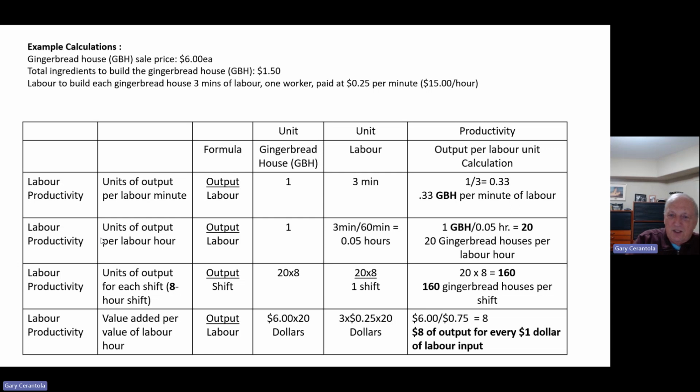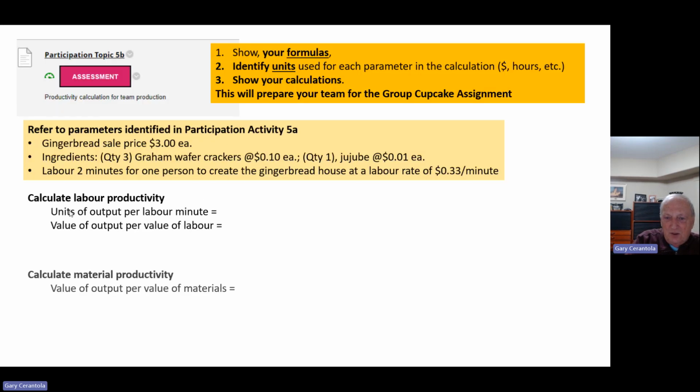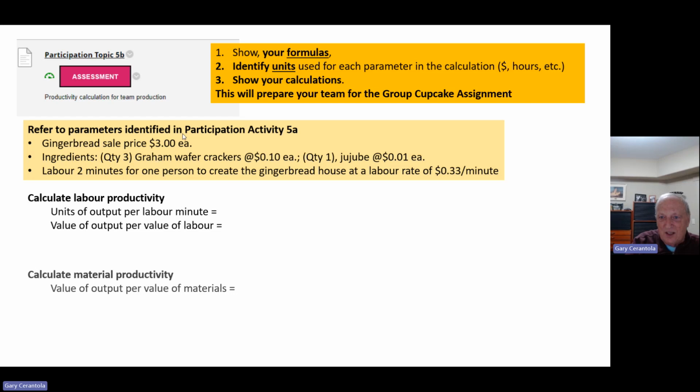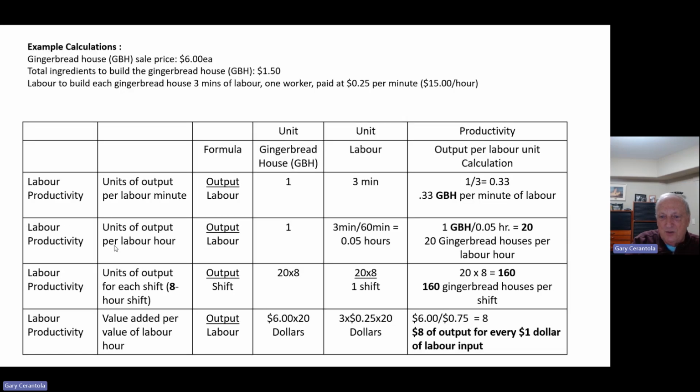So what to do if you're still confused, right? Look at units of output per labor minute. So we know that's the first one. This is how you calculate it. This one is based on this example. Now you figure it out for this example, right? And then there are a few other ones in here that you can go through.